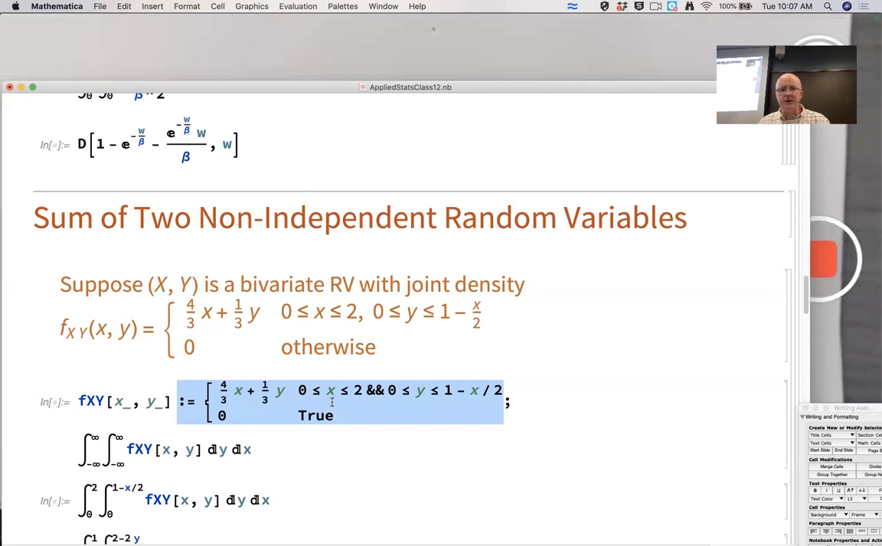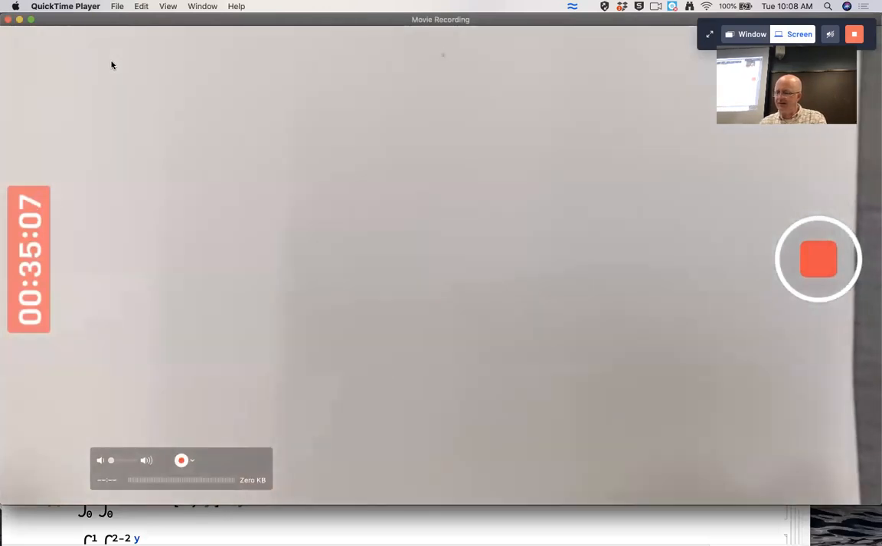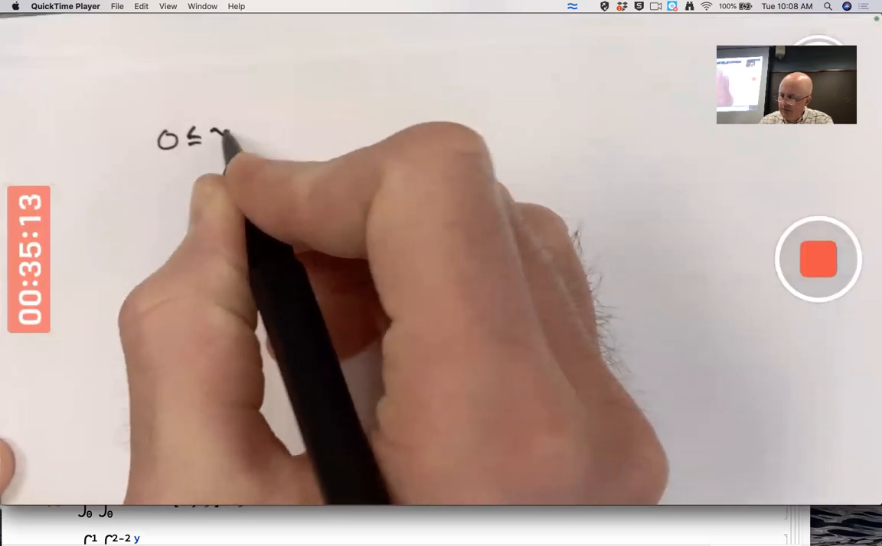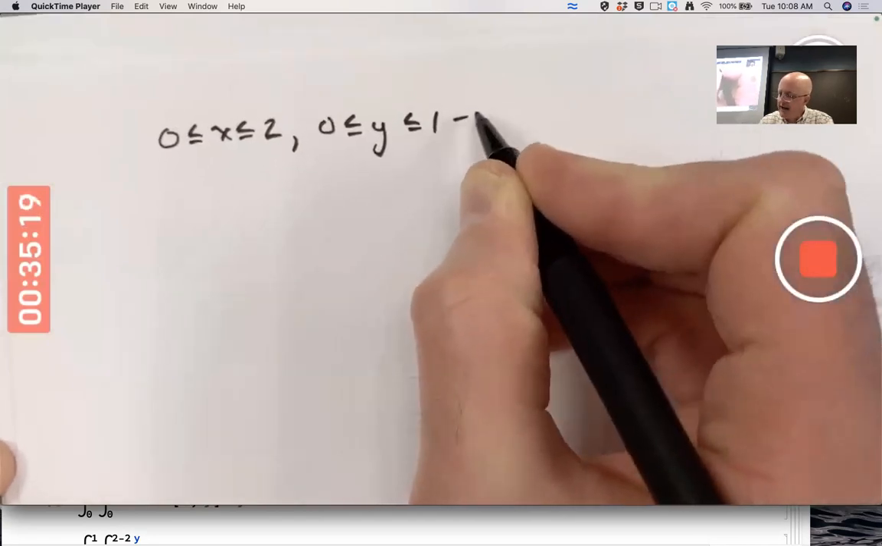One thing that would be good to do here is to draw this domain. The domain where the joint PDF is strictly positive is when x is between 0 and 2 and y is between 0 and not a constant, but a linear function of x with a negative slope. This domain is going to be a triangle. Let's draw it. So x goes between 0 and 2, and y goes between 0 and 1 minus x over 2.